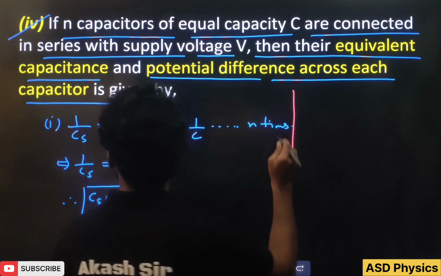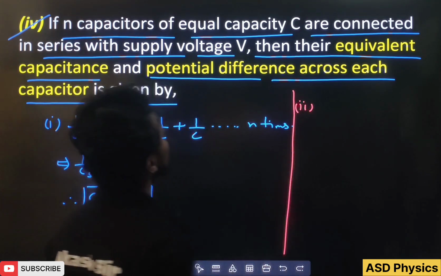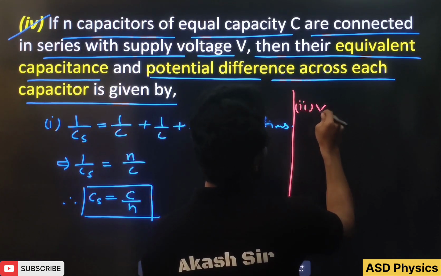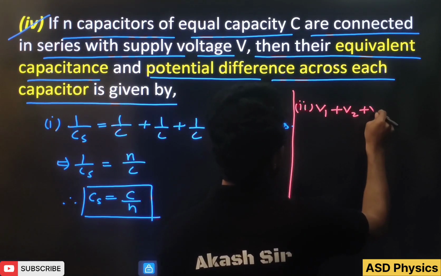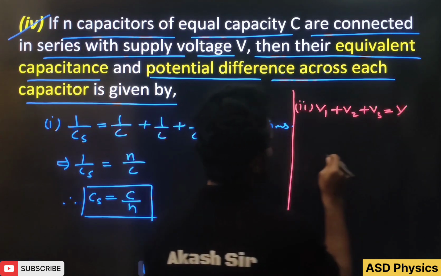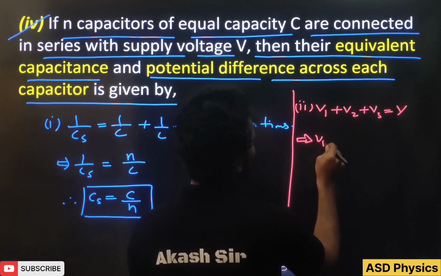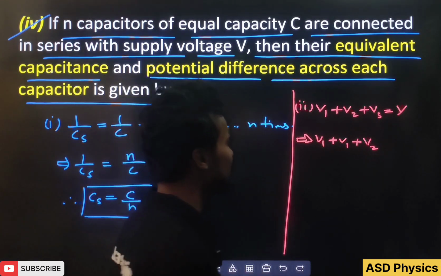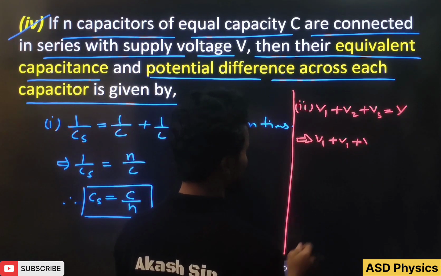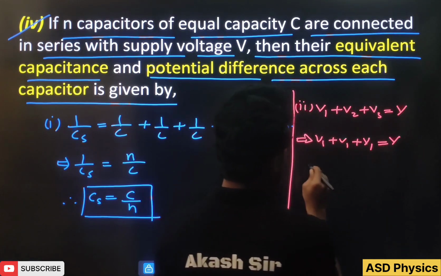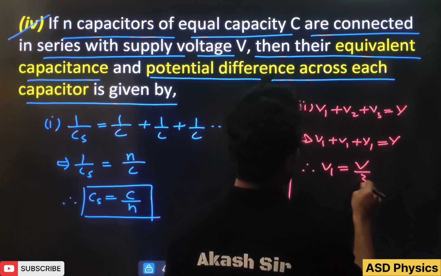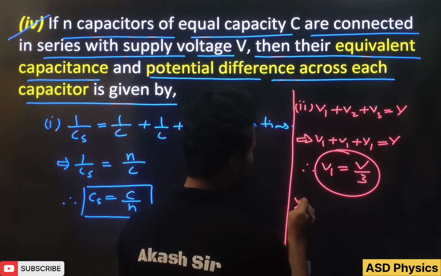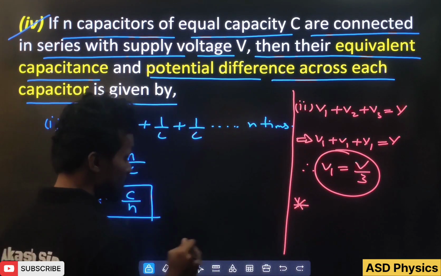Now, the next one: the potential difference across each plate. You know very well V1 plus V2 plus V3 is V. If all the potentials are the same, because the capacitors are identical, then V1 plus V1 plus V1 is V. So V1 is V by 3 for 3 capacitors.